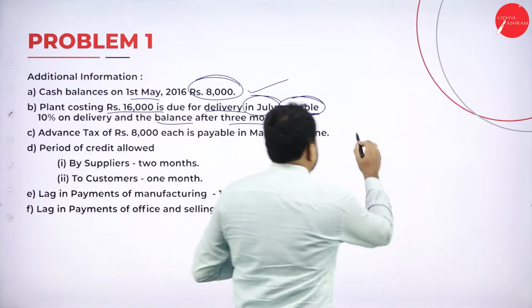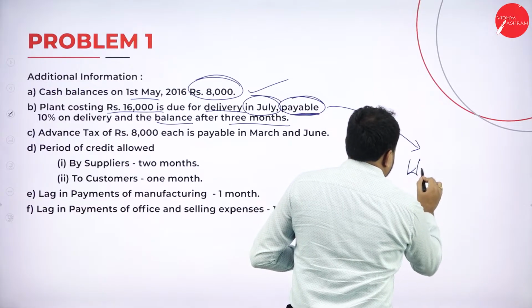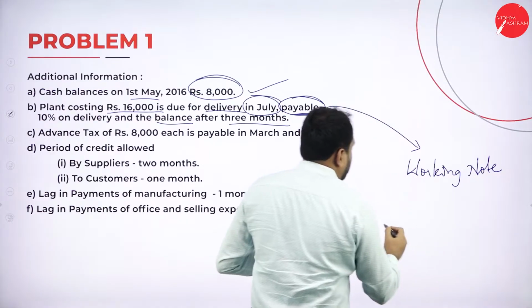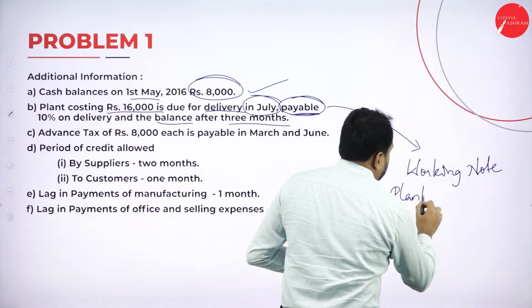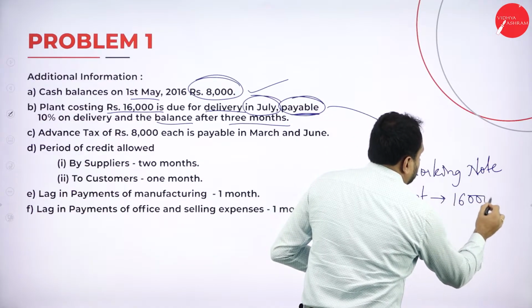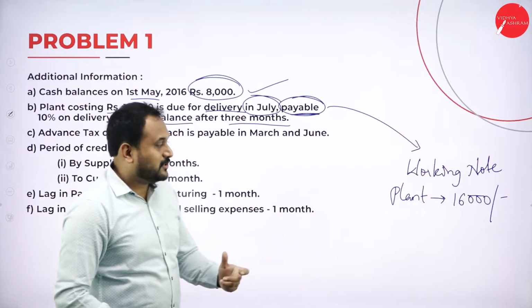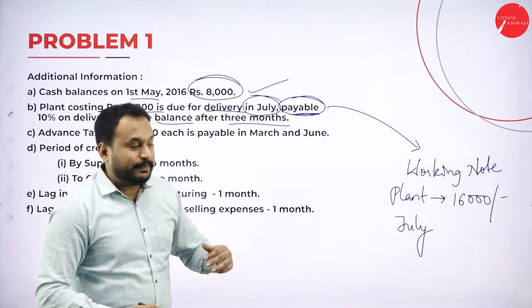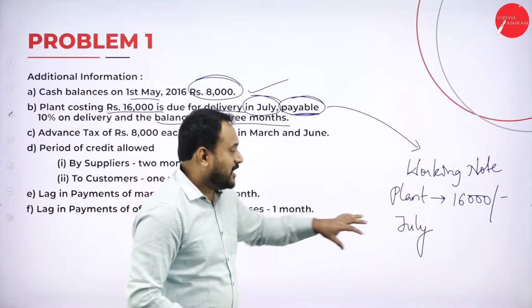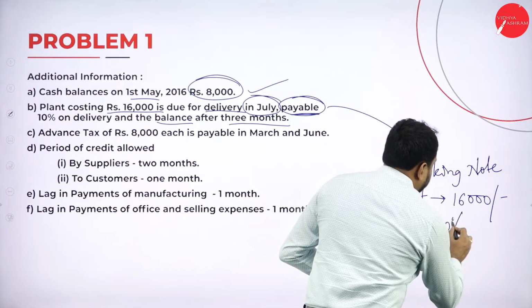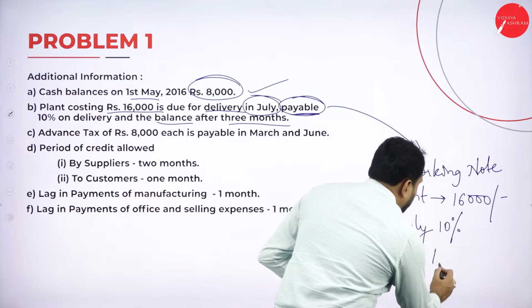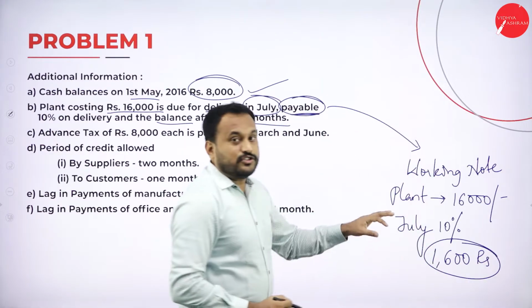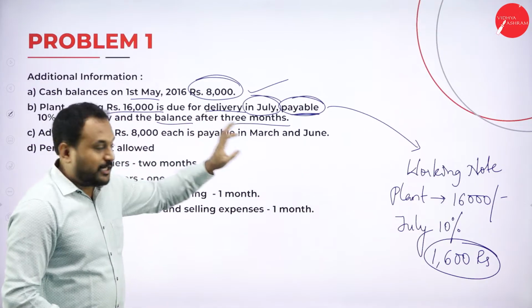The first working note which you are supposed to understand here. They said that there is a plant. It is how much? 16,000 rupees. In the month of July, the delivery will happen and I am supposed to pay 10% in the month of July. How much? 10%. So 10% of 16,000 is how much? 1,600 rupees.